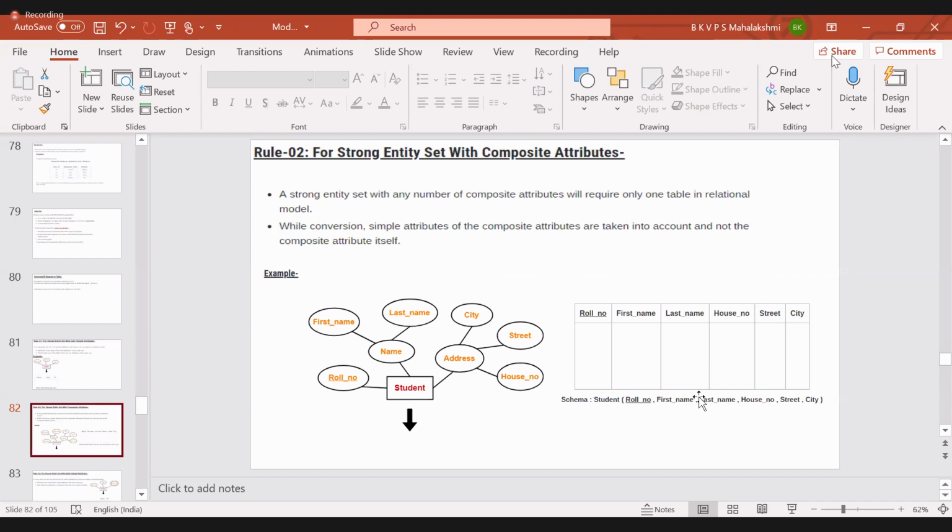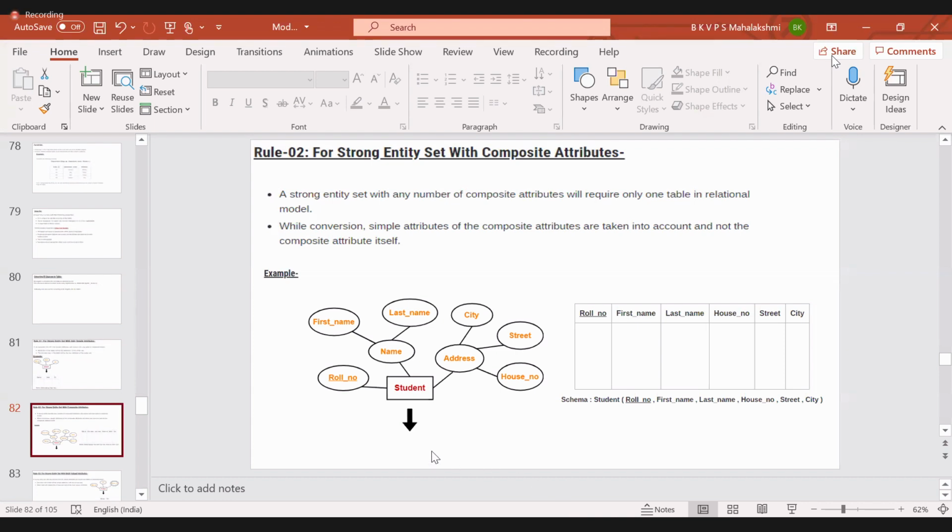So what is the schema of this? Schema is nothing but the overall structure. So the overall structure for the student entity: you have to include each and everything. So at first, roll number. Then no need to take name and address as such. Directly, you can take the attributes composing them. For the name, we have two attributes, that is first name and last name. So in the table you just consider roll number, first name, last name, city, street, house number.